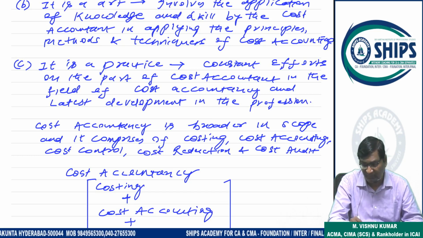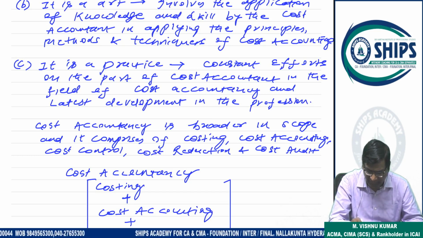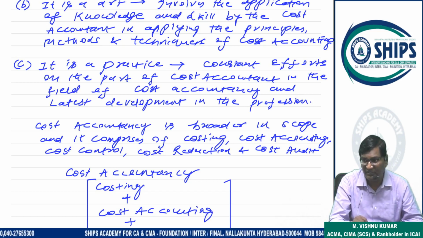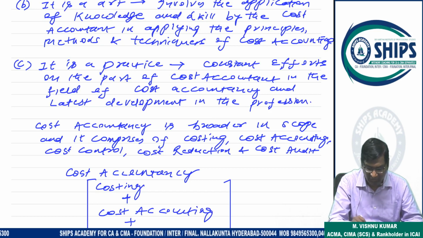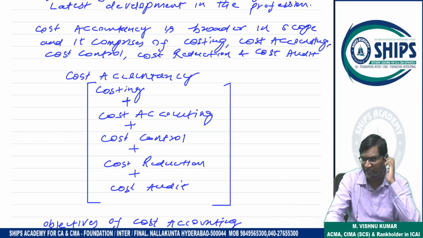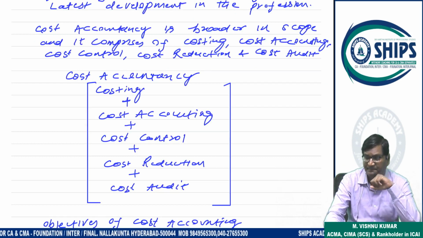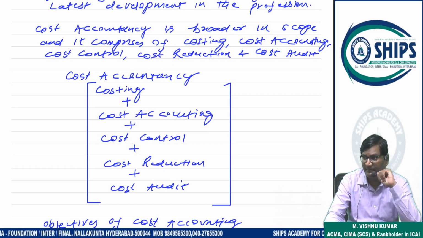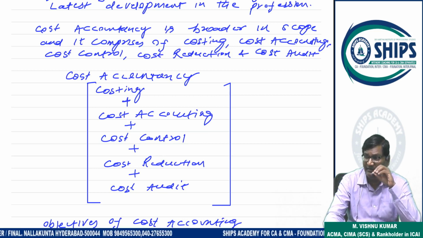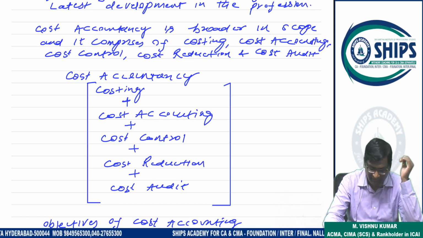Upgradation. Regular upgradation. So consistent, constant efforts on the part of the cost accountant in the field of cost accountancy and the latest developments in the profession. So, upgradation. Finally, in short, if you want to write the answer in the examination, cost accountancy means costing plus cost accounting plus cost control, cost reduction, and reporting for managerial decision making.